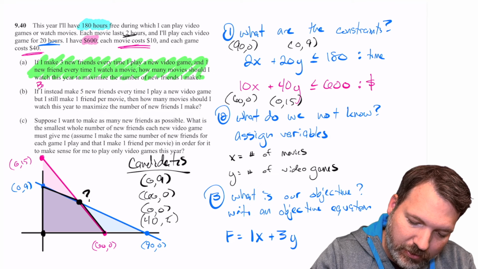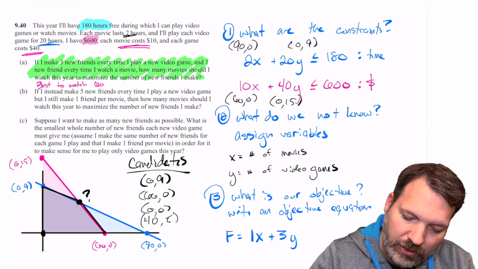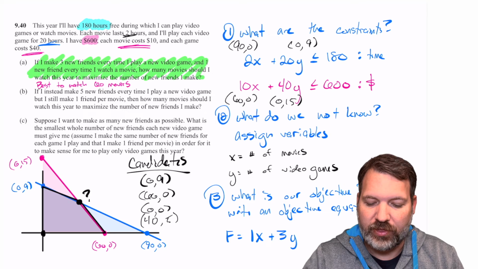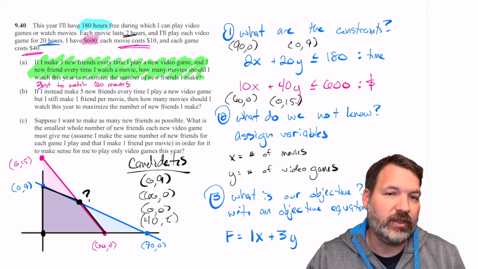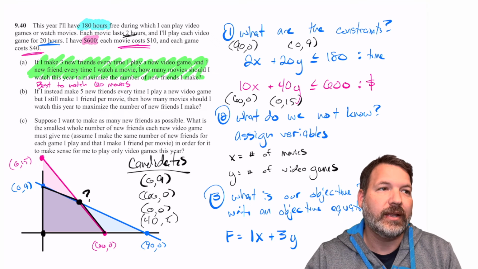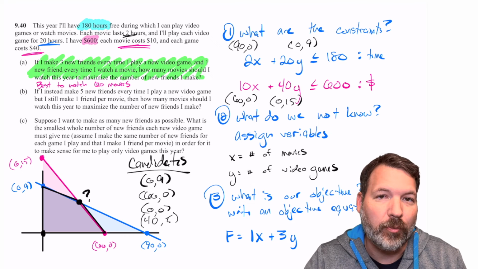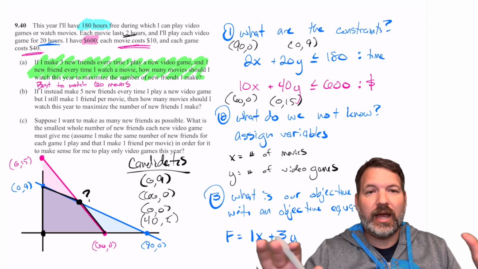It's best to watch 60 movies. I have the money to watch 60 movies. I have the time to watch 60 movies. And so I'm going to make my 60 friends by watching 60 movies. So that's it. That's linear programming.